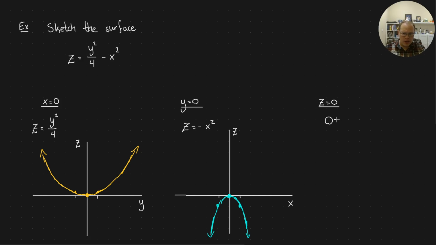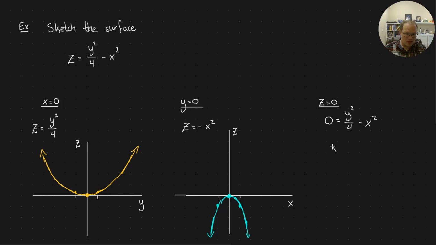Okay, and then finally z equals 0. If z equals 0, I get 0 equals y squared over 4 minus x squared. Now you want to be careful here. If you look just at this side, you might think, I've got a hyperbola. But remember, on the other side of the equation, you need a 1 for this to be a hyperbola, and there is no 1 here. Okay? And there's no way to get a 1 here. So actually, in this case, we do not have a hyperbola.